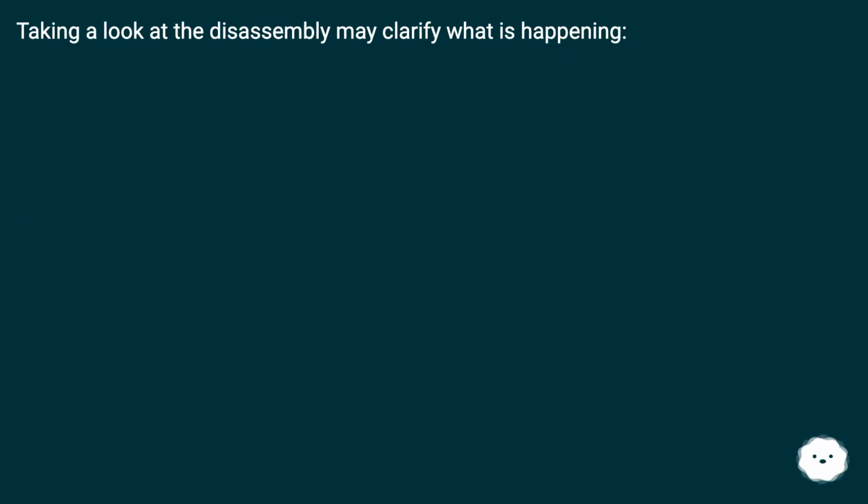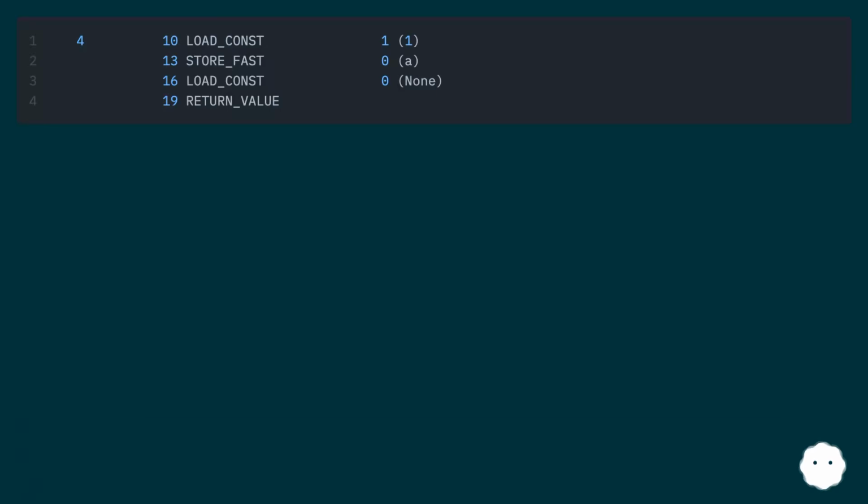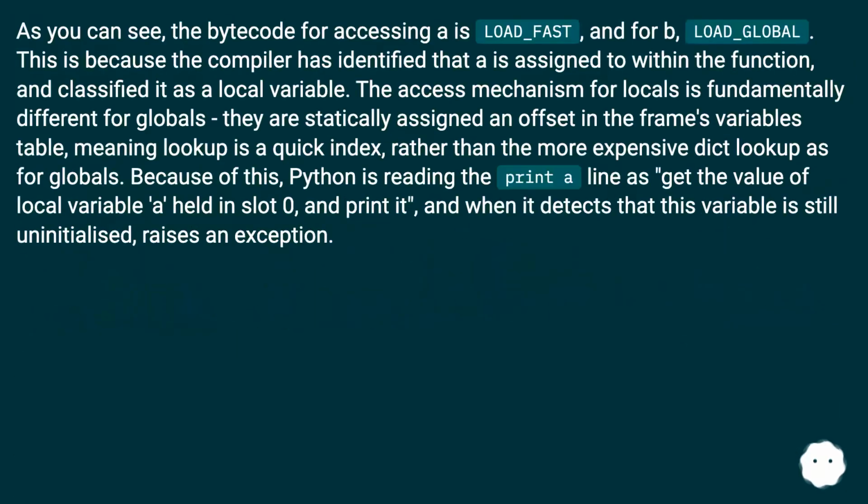Taking a look at the disassembly may clarify what is happening. As you can see, the bytecode for accessing C is LOAD_FAST, and for B, LOAD_GLOBAL. This is because the compiler has identified that C is assigned to within the function, and classified it as a local variable. The access mechanism for locals is fundamentally different from globals. They are statically assigned an offset in the frame's variables table, meaning lookup is a quick index rather than the more expensive dict lookup as for globals.